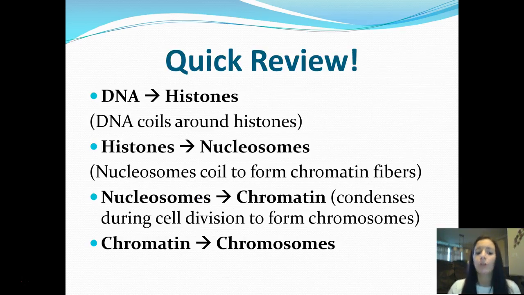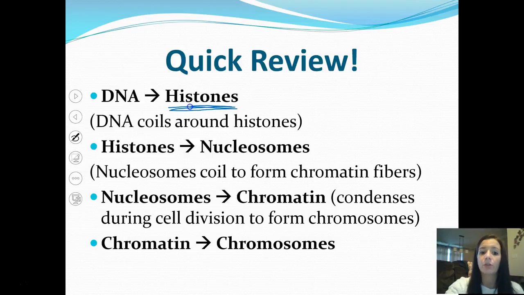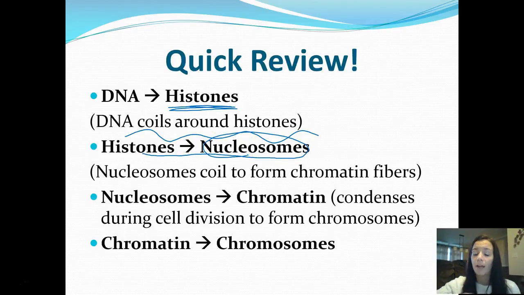So let's do a quick review of the structure of DNA and then chromosomes. So DNA coils around something called histones. Histones are going to form nucleosomes. So this is how we get our chromatin fibers. So the nucleosomes to the chromatin is eventually going to condense to form chromosomes.